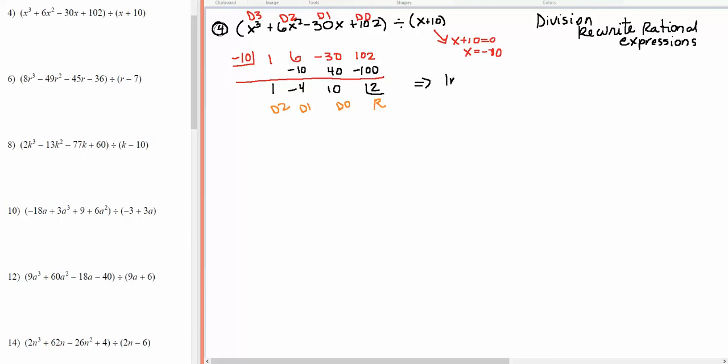I'm not sure why I was going to write m. x squared, because it's degree 2, -4x plus 10. And we have a remainder of 2, so we need to put that over the divisor, which is x plus 10.